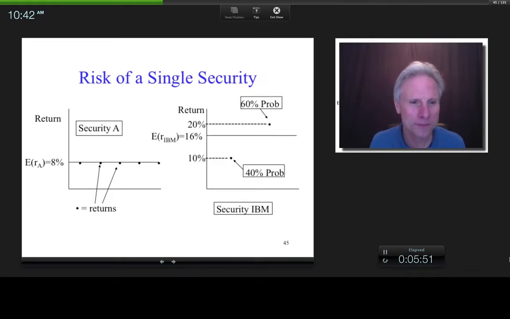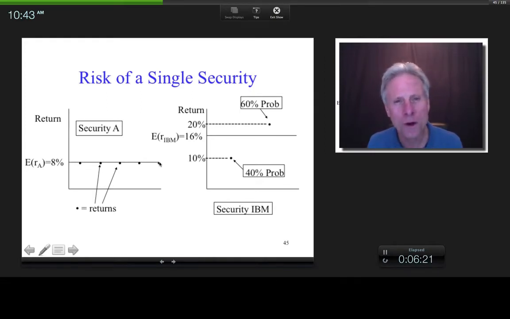Look at it from this perspective. Here we have security A. Suppose the expected return of security A was, say, 8%. So this is what was expected. But suppose what actually happened with security A is that every single time it was always 8%. So in other words, nothing unexpected ever happened. So if we were going to try to come up with a formula that measured risk and we applied it to security A, we would want our answer to be what? 0, right? Because A has no risk.